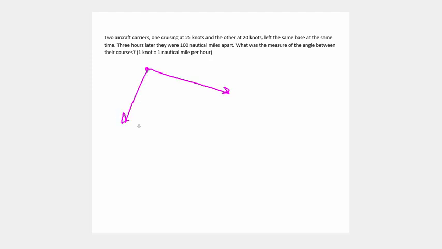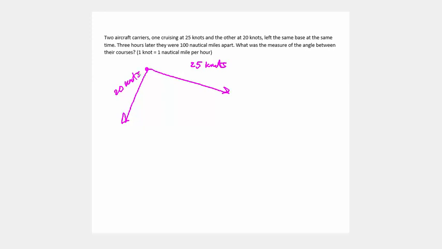And we know that one of them is going a little faster than the other. We would expect that one to travel a little further, which is why I've purposely drawn my arrows slightly different lengths to convey that. So this one that goes a little further, that would be the one that's at 25 knots. And the one that's not quite as far is the one that's going 20 knots.